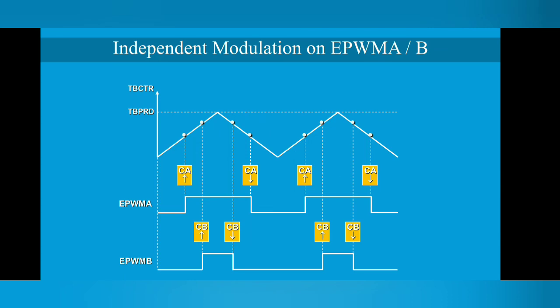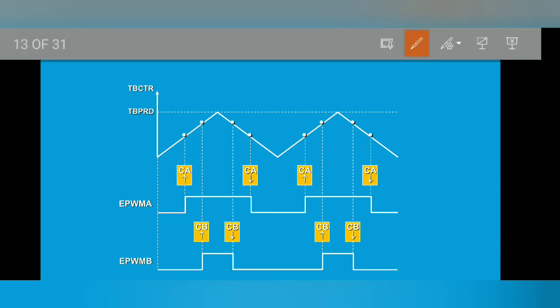Other than this, we have different independent modulation on compare A and compare B for up-down counting modes. So let us suppose this is one pulse and this is another set of pulse. So this is for compare A and this is for compare A. These are for compare A and these are for compare B. So this is the up counting mode.